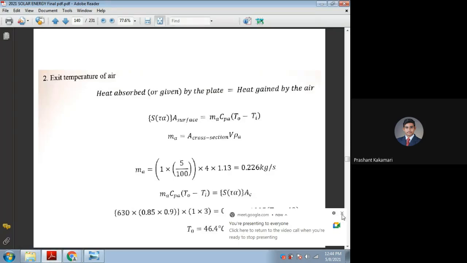So take another half minute to understand, and we'll stop the class here. Next Monday class will take up solar concentrating collectors. Okay, so this completes solar air heaters with self-study.